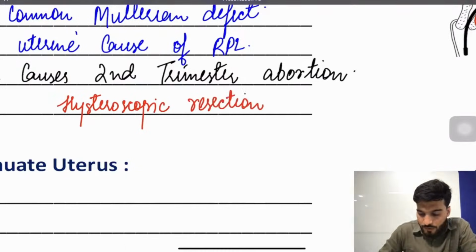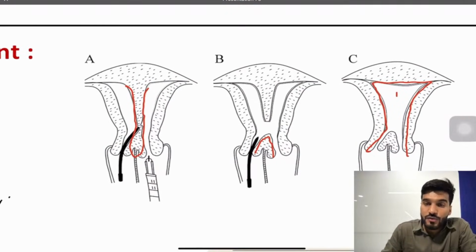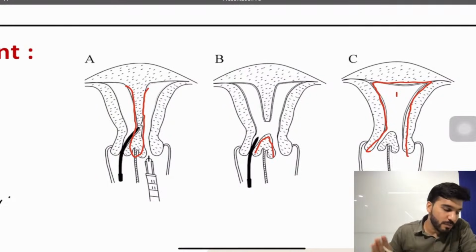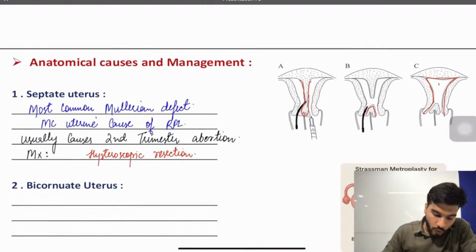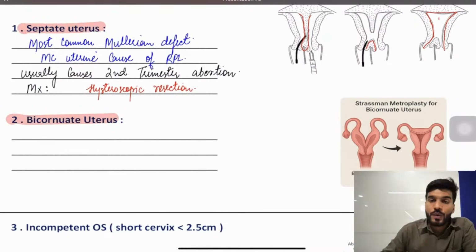So what is the treatment for a septate uterus? If the image of a septate uterus is given and it mentions a classical case of abortion usually around 18 to 20 weeks, the second trimester, and asks what will be the management for this particular condition, your answer goes to hysteroscopic resection. Okay, followed by that we have one more type of uterus called bicornate uterus. In bicornate there are two horns.